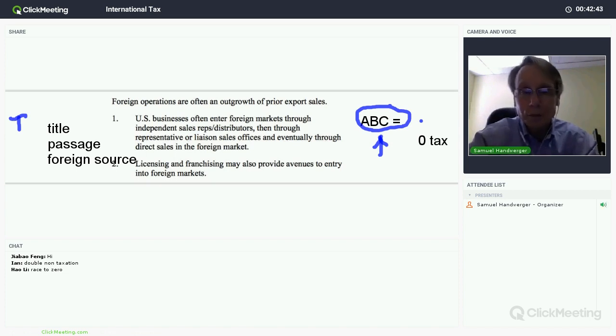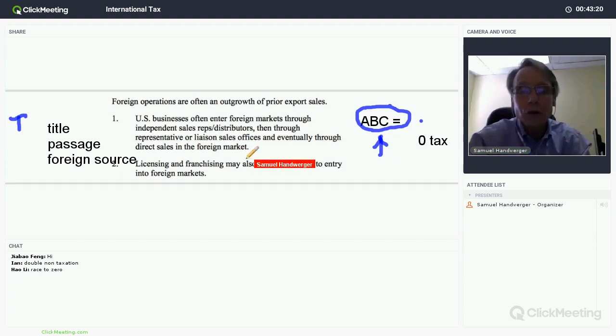Tax for my client. However, when we cross the line, and the line could be, depending on the laws of the country, when we pass from using independent sales reps to having our own reps, or our own office, we may have crossed the line.